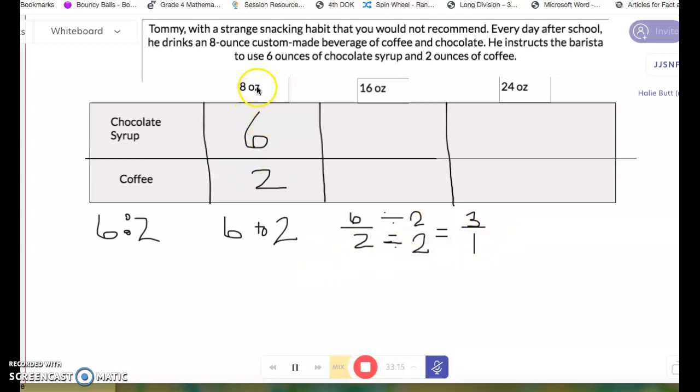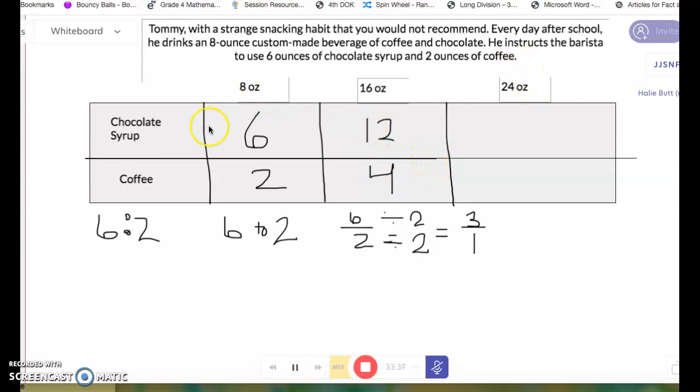So now he wants the next size up. So he wants 2 of these. If I'm counting by 6 and I add 6 more, that would be 12. Same here, because 16 is half of 8. If he wanted a 16 ounce, that would be 4 ounces of coffee.